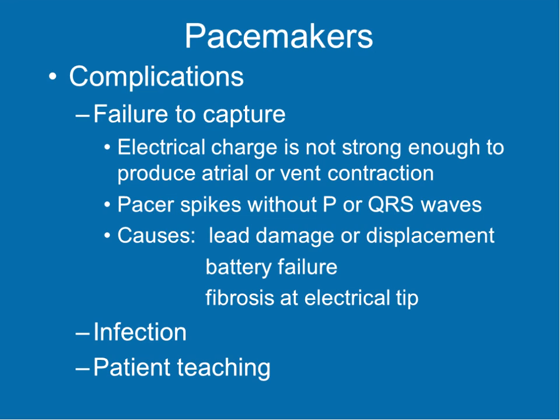Failure to capture. In failure to capture, the electrical charge is not strong enough to produce the contraction. So you see a pacemaker spike, but you don't see the P or the QRS that should go with it. Again, lead damage, displacement, battery failure. Sometimes fibrosis at the electrical tip can cause that. I know I have a strip of that. A couple of other complications would be infection. And patient teaching is not a complication, but you need to be aware of the patient teaching. My notes say table 36-12.